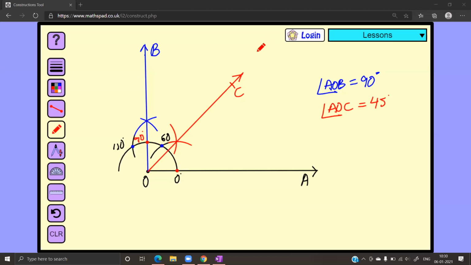Anyone with questions still here? How to construct these angles? I have done 60, 120 in between these two.